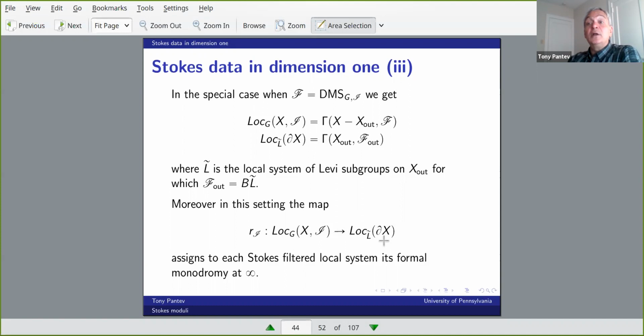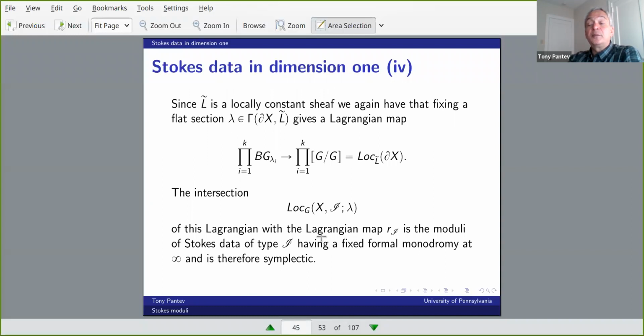That map is Lagrangian, and so the intersection, which is the moduli space of Stokes filtered local systems with fixed conjugacy classes of formal monodromy, is going to be symplectic. So the Lagrangian map gives you a symplectic groupoid, so that gives you a Poisson structure, and if you intersect it with fixing the conjugacy class of the formal monodromy, which is a Lagrangian in this boundary guy, then you get something symplectic, and these are the symplectic leaves. So this gives you the full picture for surfaces.